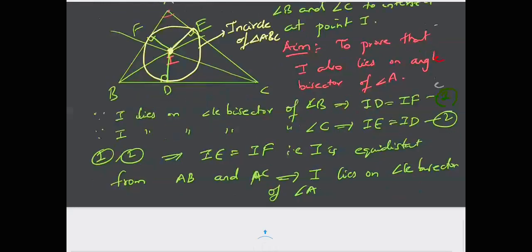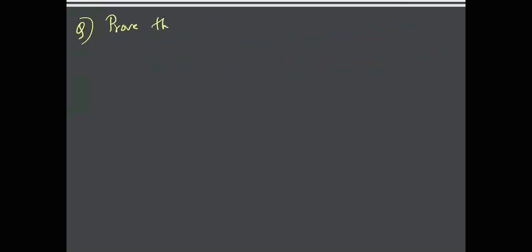Fine. So let us move further. Now, let us prove that the altitudes in any triangle are concurrent. Means they pass through the same point.